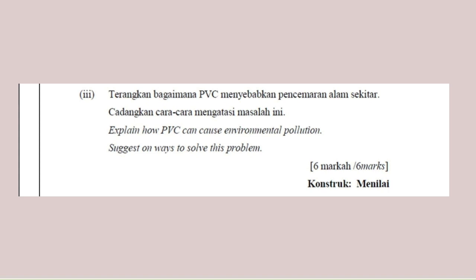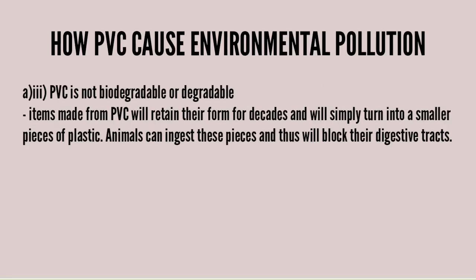For A(iii), explain how PVC can cause environmental pollution and suggest ways to solve this problem. First point, PVC is not biodegradable or degradable. Items made from PVC will retain their form for decades and will simply turn into smaller pieces of plastic. Animals can ingest these pieces and thus will block their digestive tracts.